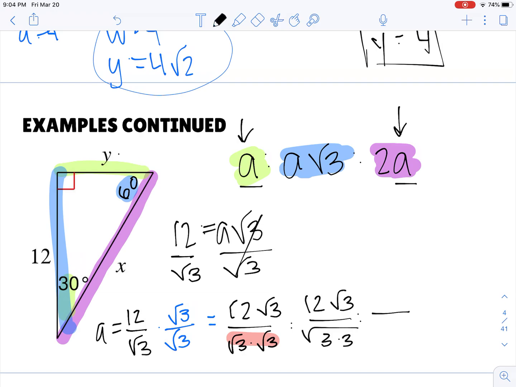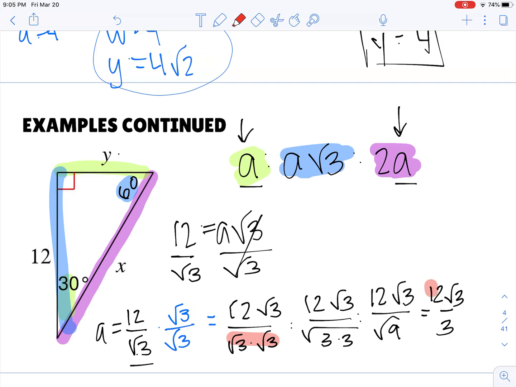But we know 3 times 3 is 9. So now I'm left with 12 square root of 3 over square root of 9. But we know that the square root of 9 is 3. Okay, and we finally have our square root out of the bottom, which is what we wanted to do. That was our goal of rationalizing the denominator. However, we're not done yet.